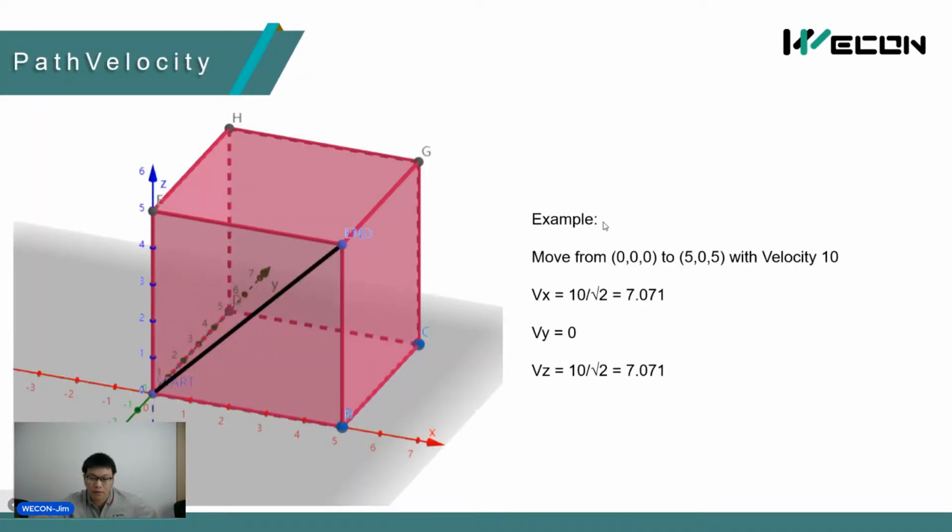For example, if we move from 0, 0, 0 to 5, 0, 5 with the velocity 10, we will get a different velocity in each direction. For the x and z directions, the speed will be 7.071. And for the y direction, because there is no movement on y, the speed is 0.